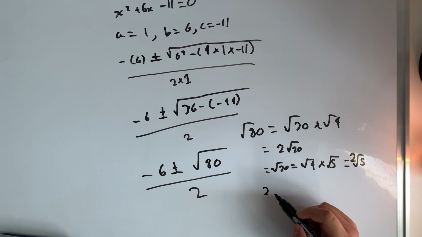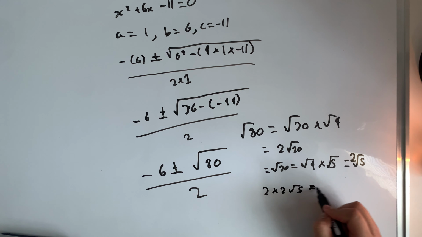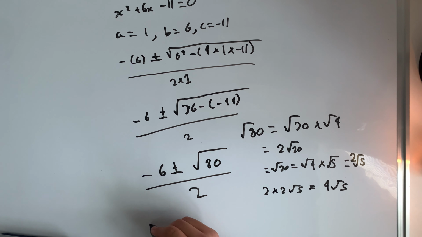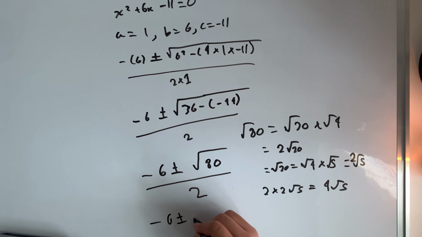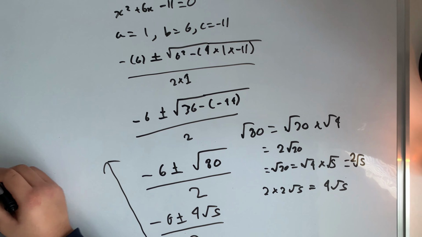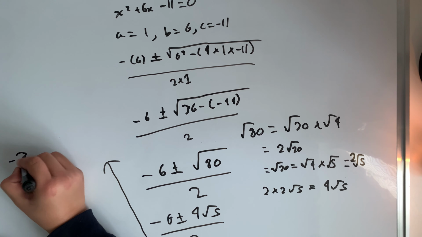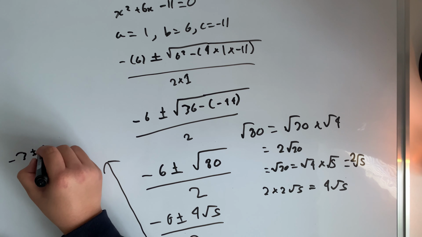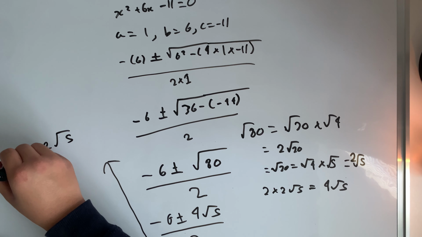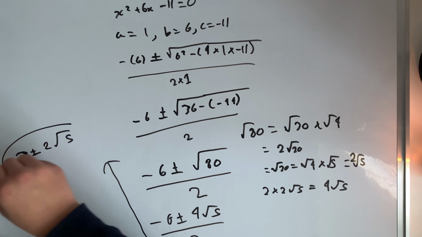So 2 times 2 root 5 simply is 4 root 5. So -6 plus minus 4 root 5 divided by 2. And once we divide this by 2, -6 divided by 2 is -3, plus minus 4 divided by 2, 2, and root 5. So this will be our final answer.